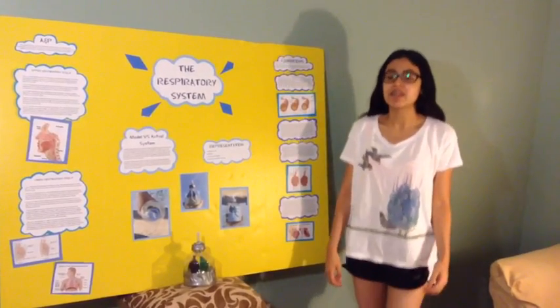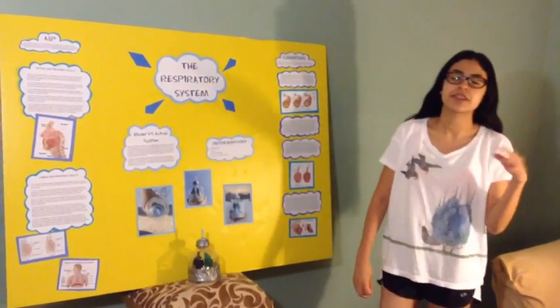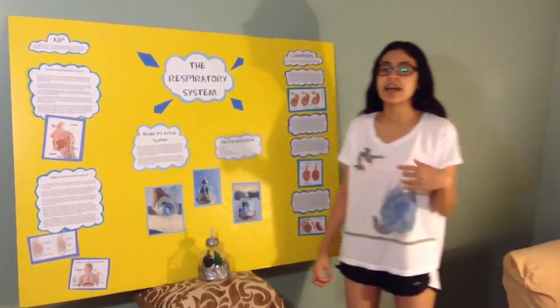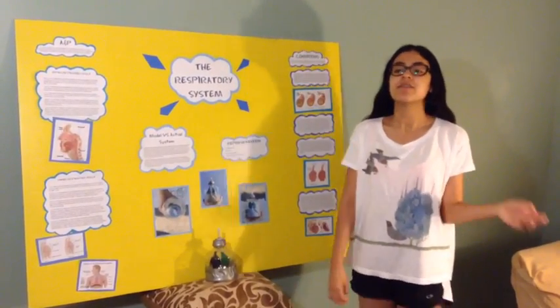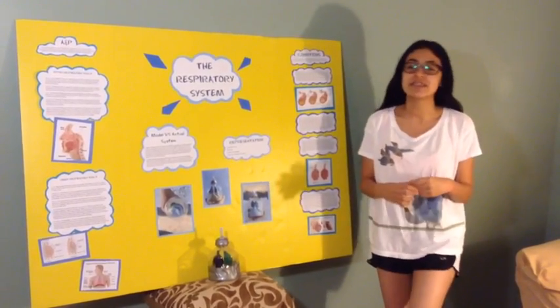Then you have the diaphragm, which is a sheet of muscle in a dome-like shape. When it contracts, there's increased space inside of the thoracic cavity and decreased pressure in the lungs. When it relaxes, there's now increased pressure in the lungs, and it restores its normal shape.